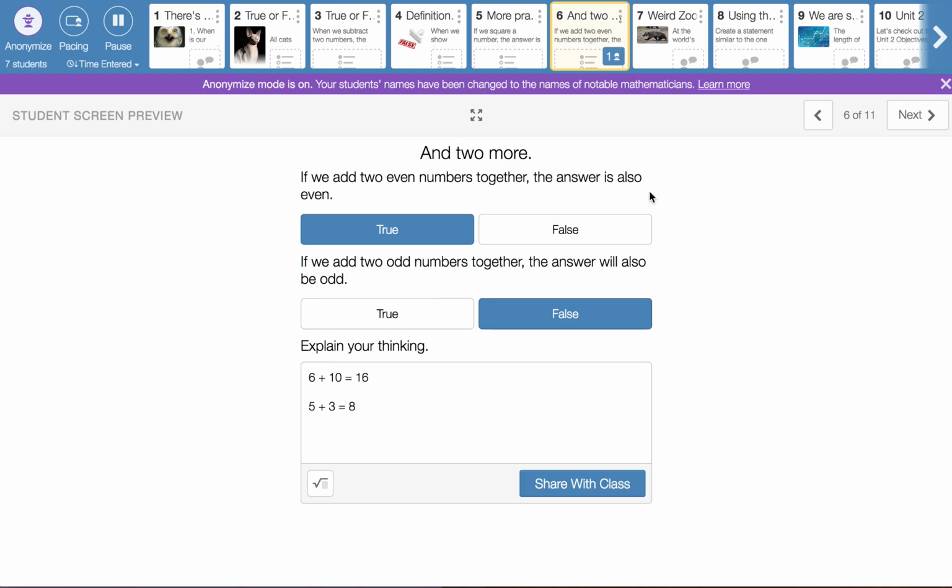Two more of these. If we add two even numbers together, the answer is also even. That one is true. And we could prove it. If we were in class together, we could quickly do a little proof either with some algebra or maybe a diagram. If we add two odd numbers together, though, the answer is not going to be odd. That one is false. When you add two odd numbers together, that will give us an even number. So this one down here, 5 plus 3 equals 8, was intended to be a counterexample for the second statement. And then 6 plus 10 equals 16, this one on top, was intended to just be a trial for the top statement about two even numbers, adding them together, giving you an even number.